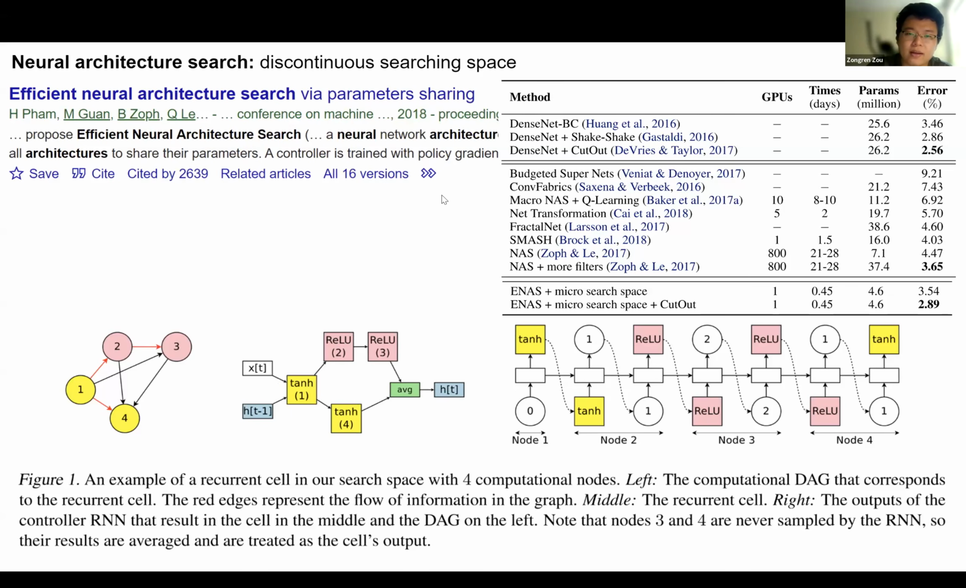And yeah, so this parameter sharing is done in this method, and the architecture of the neural network and the weights and biases, the parameters, are updated at the same time. They're updated alternatively, but it doesn't require retraining for each architecture. So this is why this method is way more efficient than previous neural network search methods.